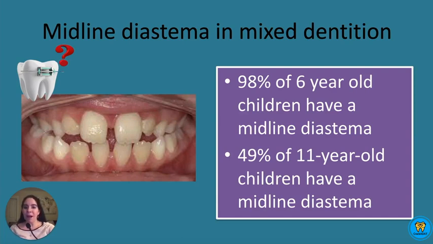So what is a midline diastema in mixed dentition? Why does this happen? Well, actually, this is something very common. 98% of 6-year-old children will have a midline diastema, and this is something that is very normal.